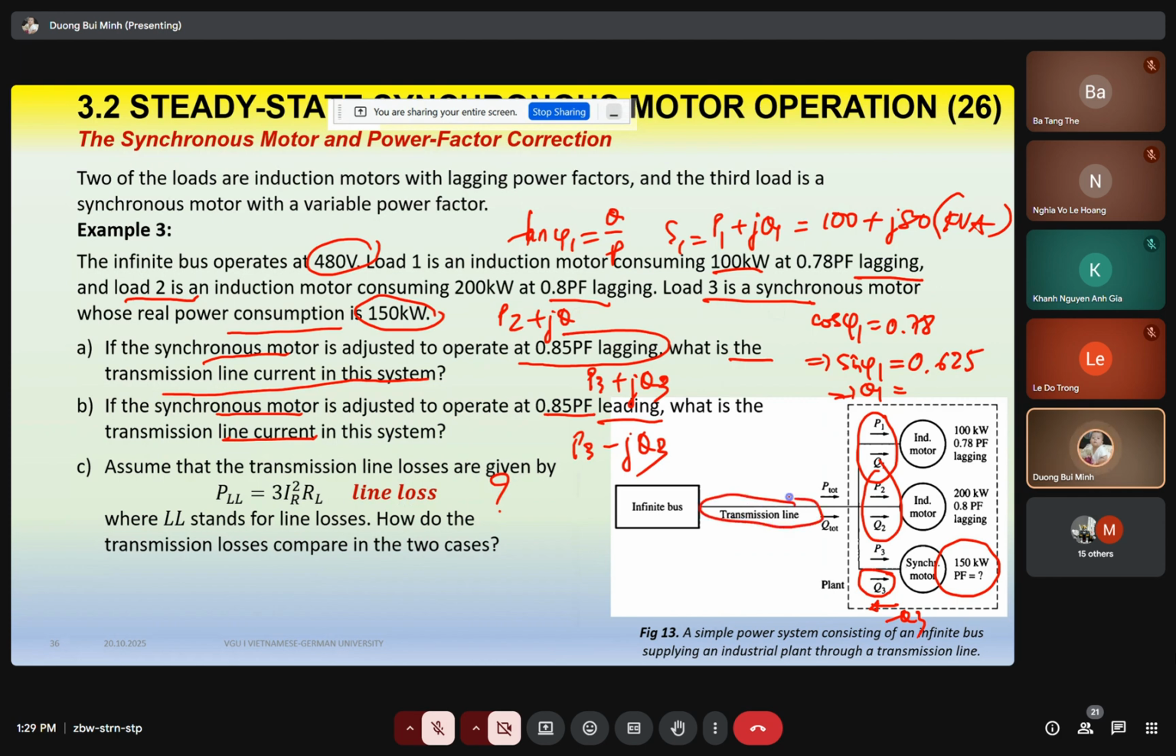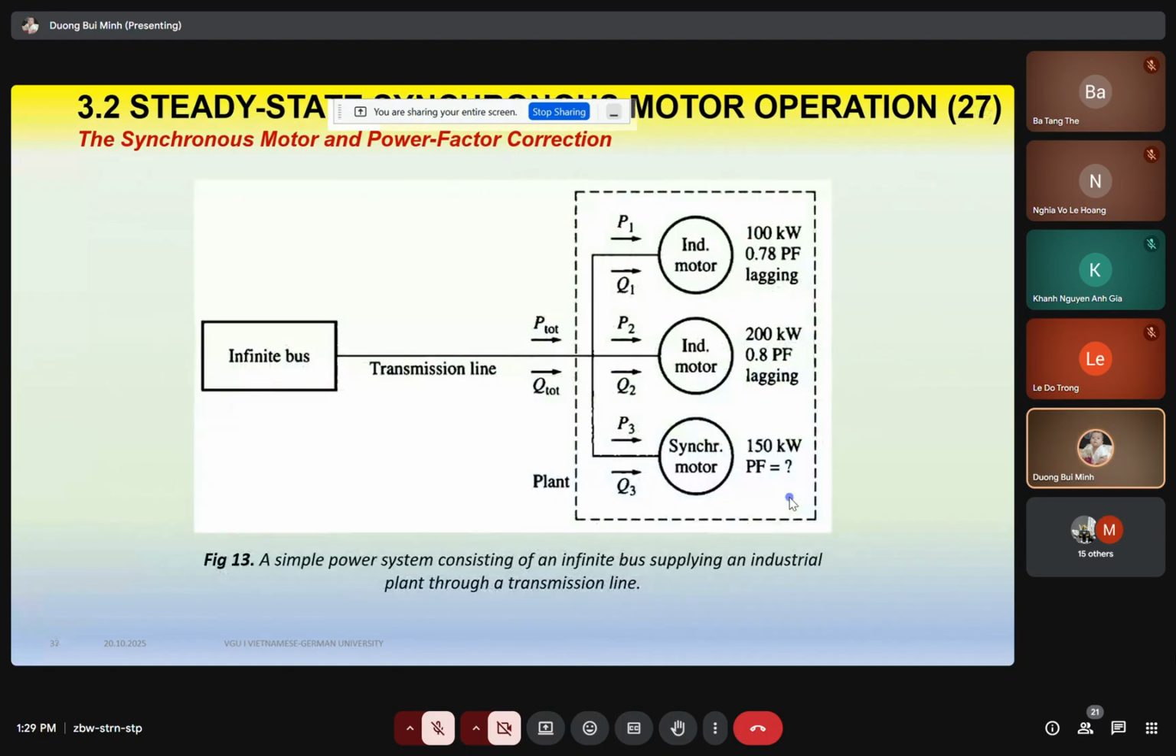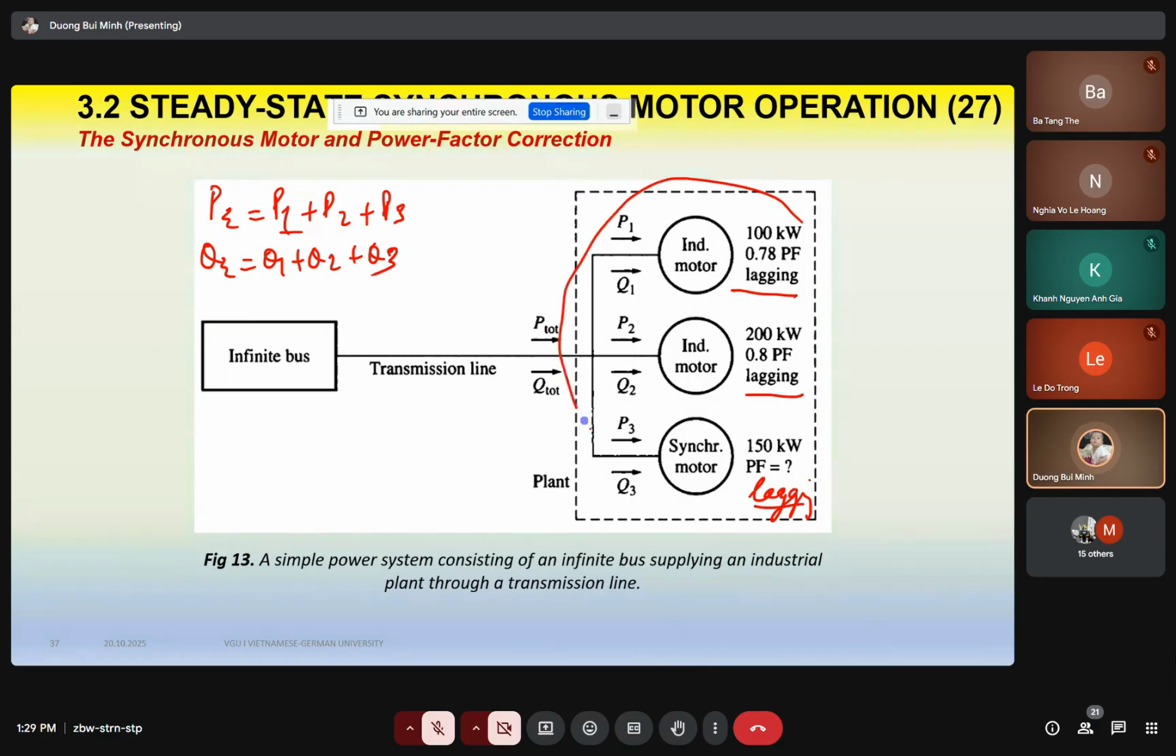Okay, so this is the ideas. So we have the answers. This is lagging, this is lagging, and if the power factor here is lagging, so we have P total, right? P total is P1 plus P2 plus P3. And Q total is Q1 plus Q2 plus Q3, because this is lagging. So all of them consume P and Q, right?